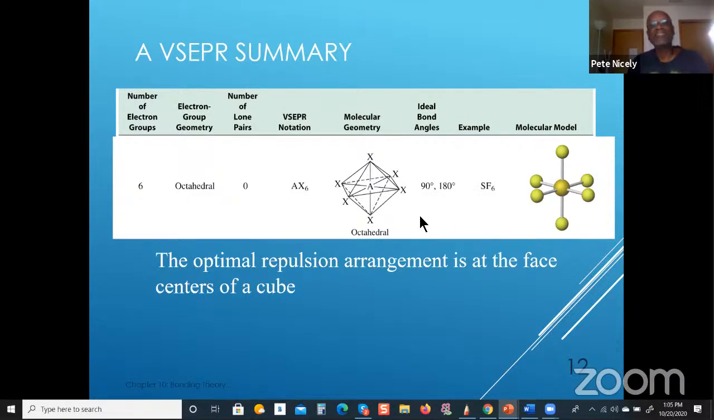Again, you have different bond angles, 90 degrees if you're going from this X to this X, or 180 degrees. Actually, going from this X to this X and this X to this X would also give you 180 degrees, and 90 degrees going from this X to this X. An example of a molecule adopting this shape would be the sulfur hexafluoride molecule, and this would be the molecular model representation of that structure, where you have 6 electron groups and no lone pairs.